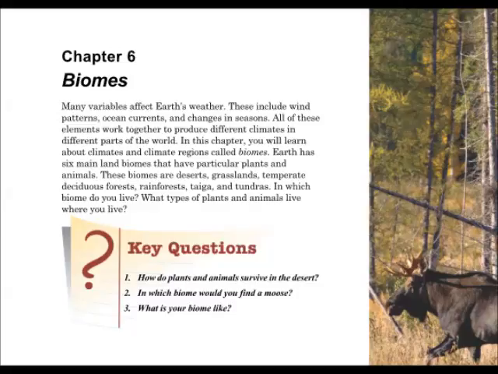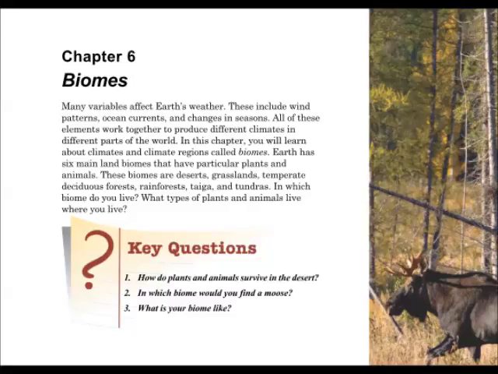6. Biomes. Many variables affect Earth's weather. These include wind patterns, ocean currents, and changes in seasons. All of these elements work together to produce different climates in different parts of the world. In this chapter, you will learn about climates and climate regions called biomes.